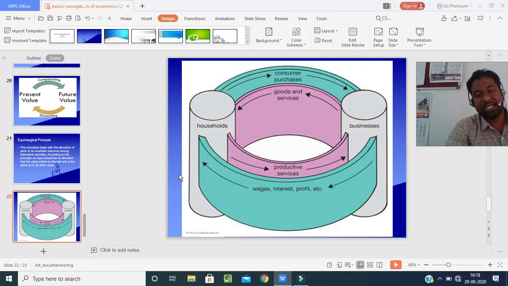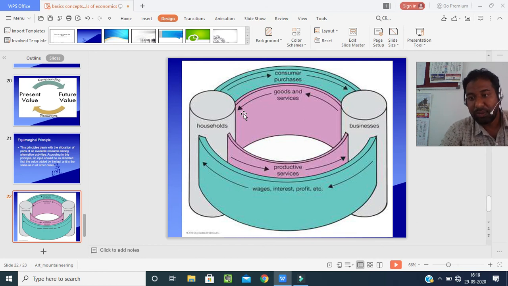Now, seeing these pictures, you can understand this is the household side and this is the business side. Look at the productive services: the business persons take them and pay wages, interest, or profit. And the consumers purchase the goods and services that the business delivers, and they pay for them. So it is interrelated, and we take decisions on which one is good for us.